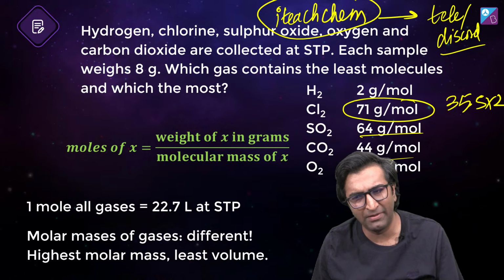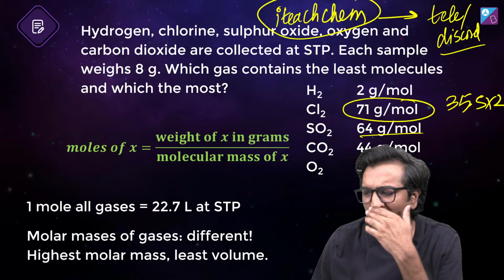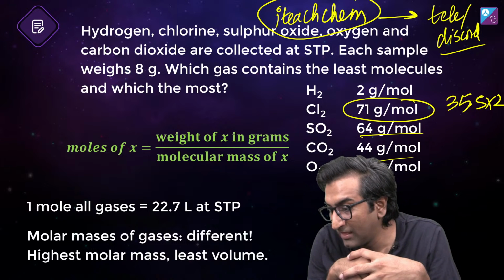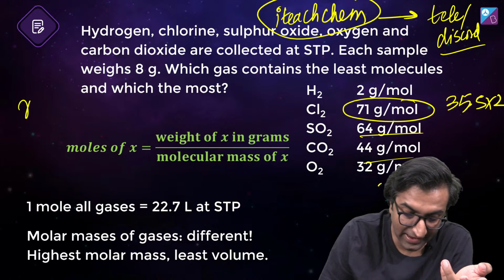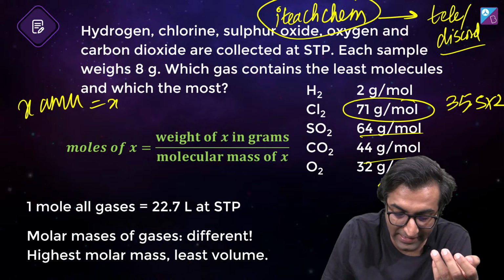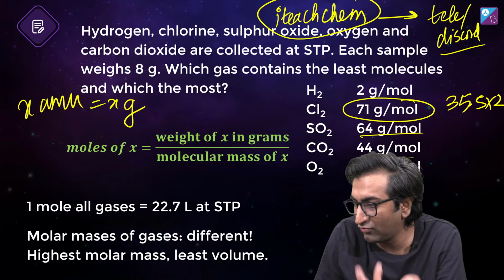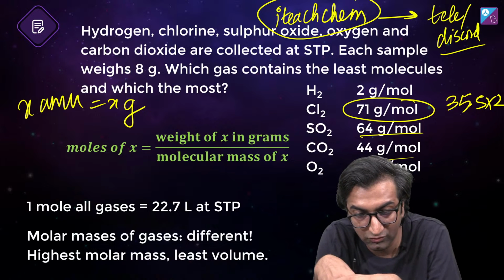In the next session we'll talk about empirical formula, we'll do some of those things. How to calculate grams from AMU. Sir, x AMU is equal to x gram. That's it. Just change the number, that's all. That is the beauty of 6.022, right?